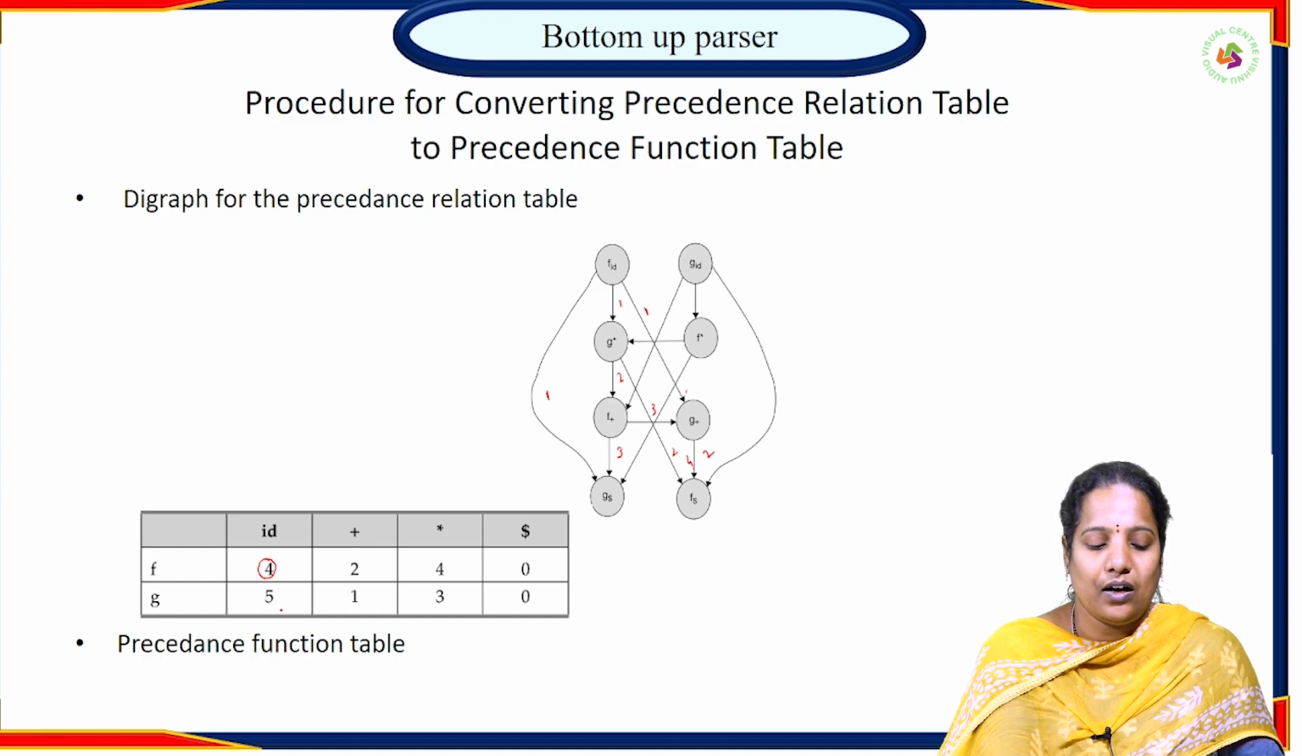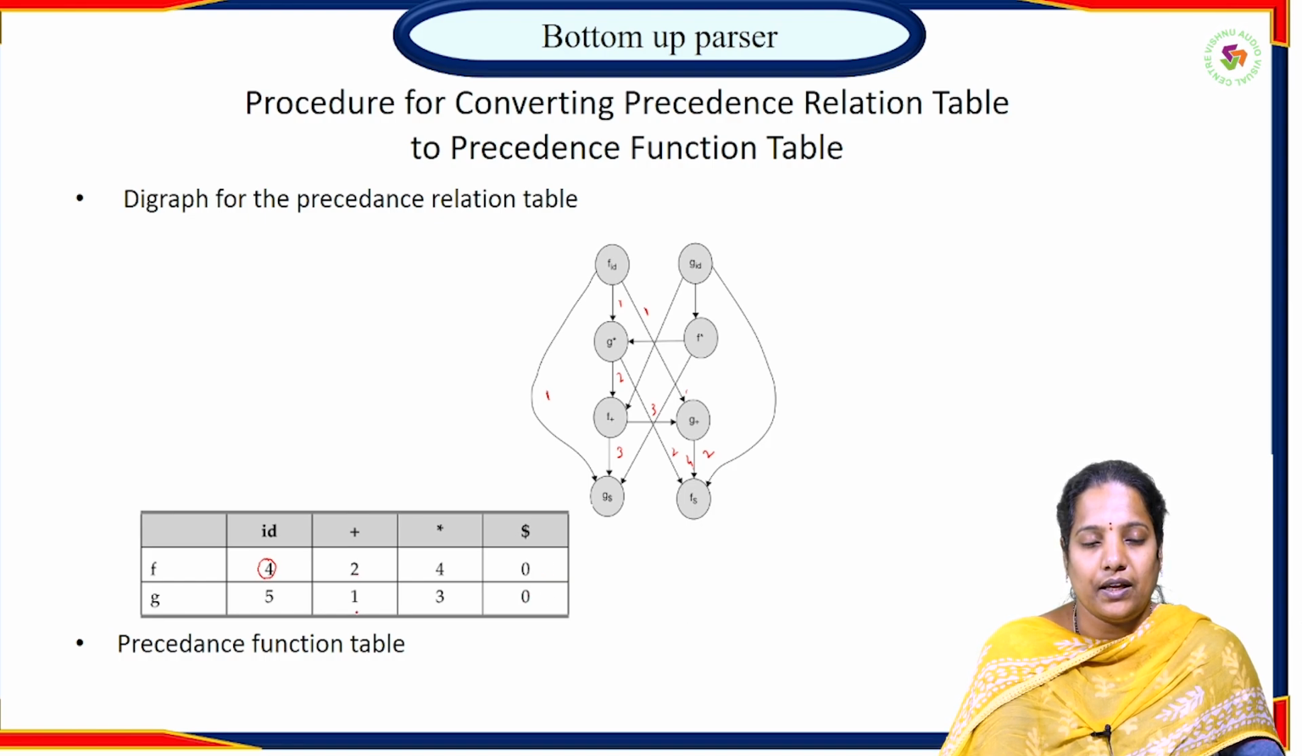By these entries we can know, for example, we are taking FID and plus. From one group we need to take one operator and from the other group the other operator. We need to compare the values. Whatever comparison you get will give the comparison between the operators also. ID and plus: ID value is 4 and plus value is 1. Automatically ID has higher precedence. Next, ID and star, ID and dollar. Dollar and dollar we are not defining any precedence.